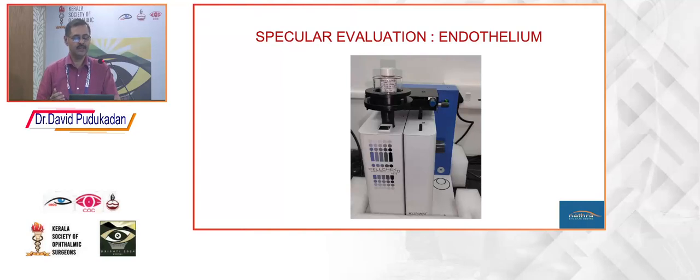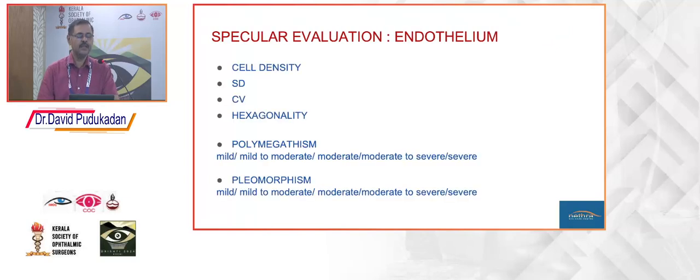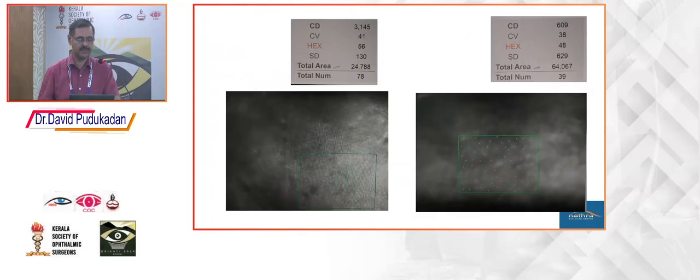Coming to specular evaluation, as shown, specular evaluation is performed with the help of an eye-bank specular microscope. The glass bottle containing the medium is partially immersed in normal saline, and the specular evaluation of the endothelium is done. The details evaluated include the cell density, standard deviation, coefficient of variation, and hexagonality. And from the image, the extent of polymegathism and pleomorphism is also evaluated.